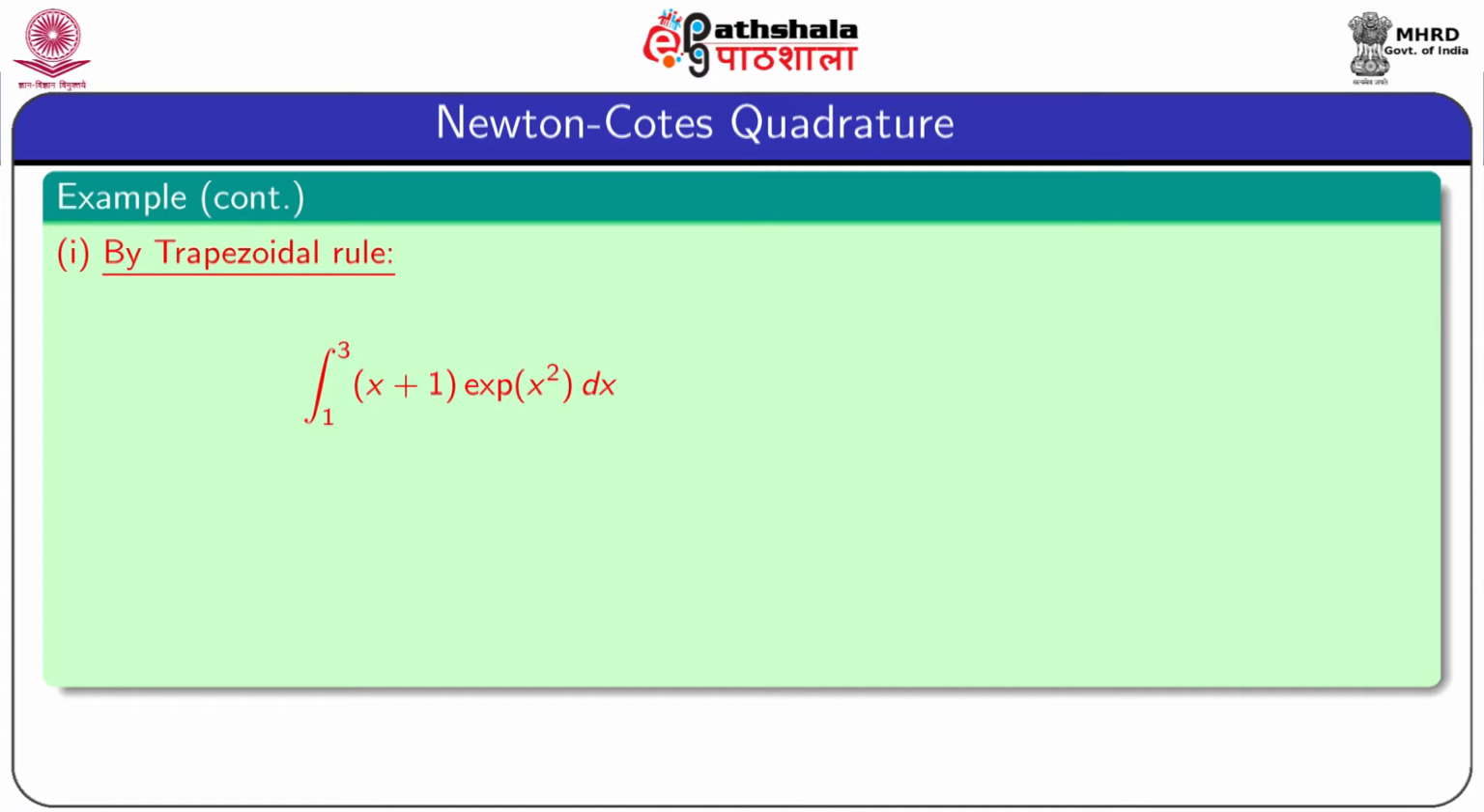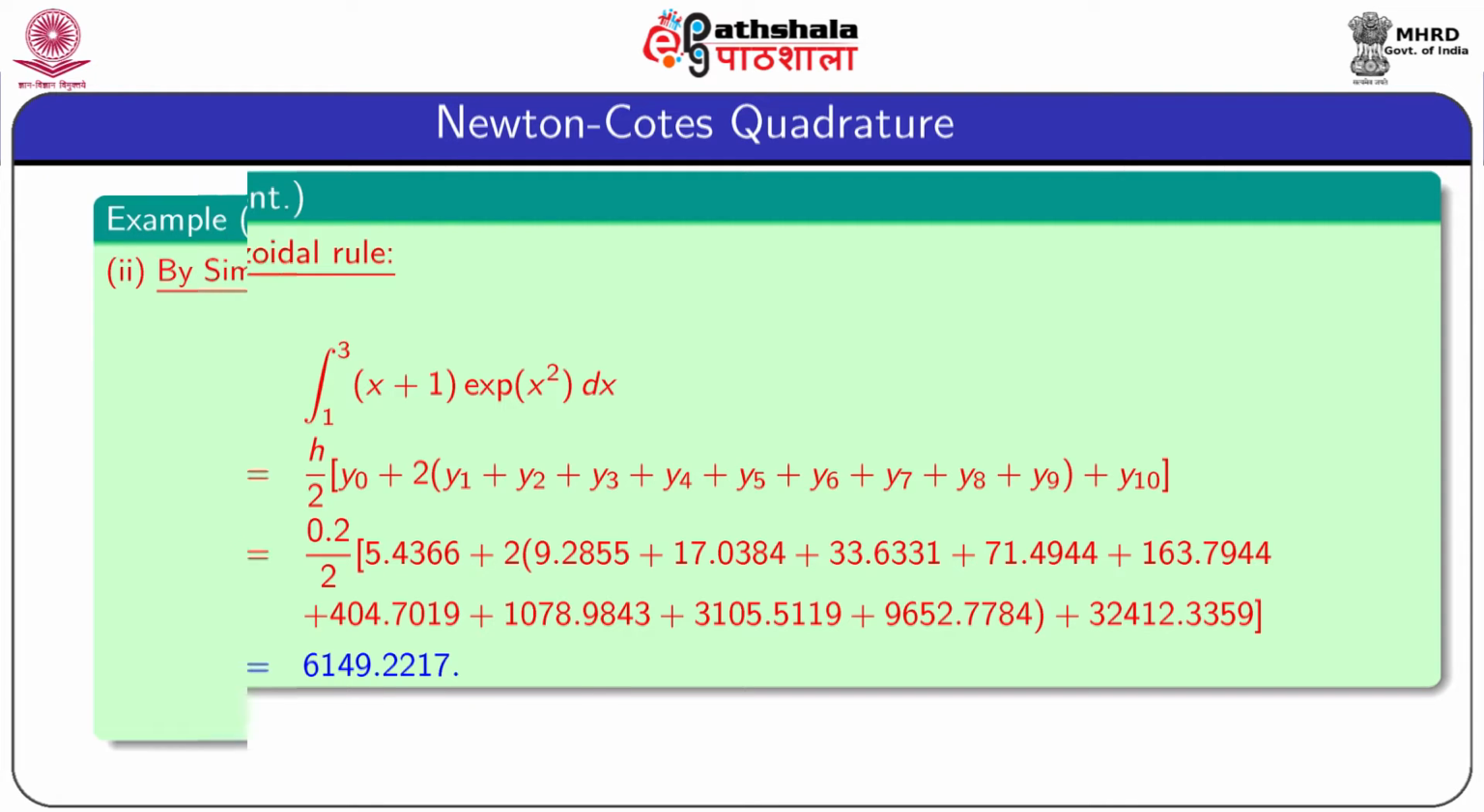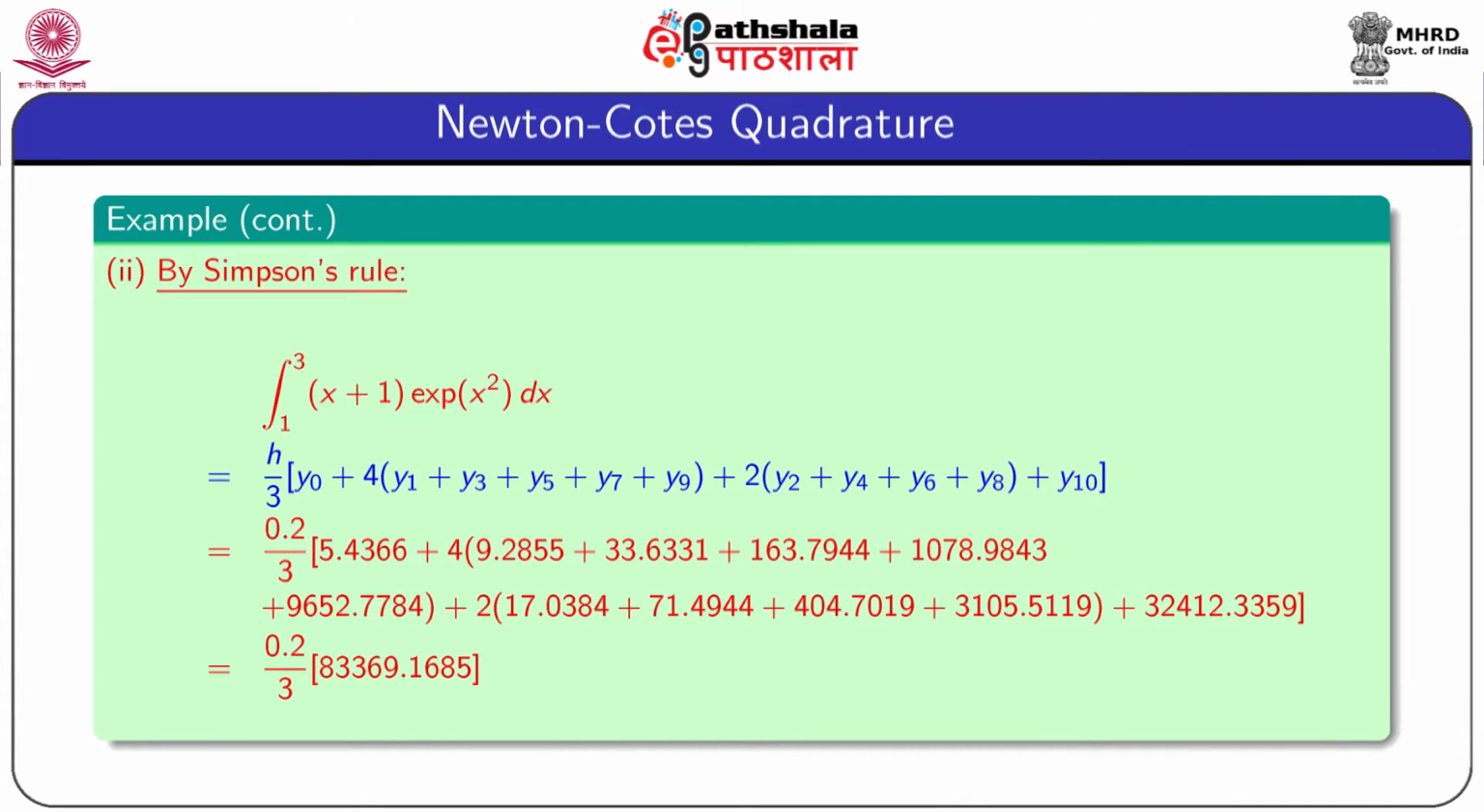By trapezoidal formula, the expression is this one, and after simplification we get the value of the entire integration, which is equal to 6149.2217. By Simpson one-third formula, the formula is this one, and after simplification it becomes 5557.9445. So, note that these two values are different. This generally happens because the Simpson one-third formula gives a better result than the trapezoidal formula.